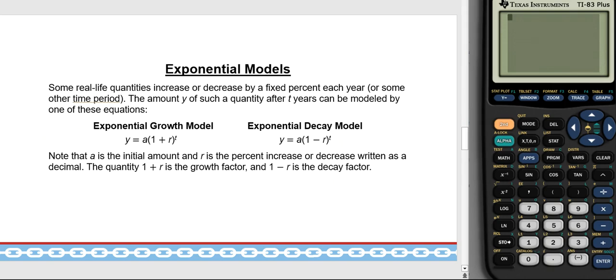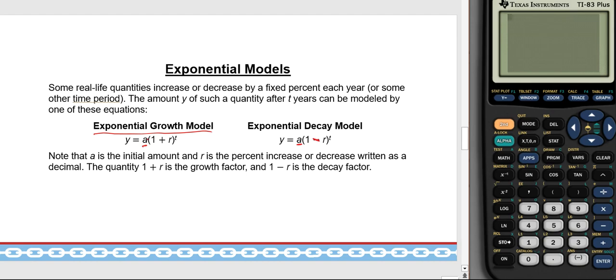So looking at exponential models, these are used in real life for different things. A lot of times for predicting counts or populations, those sorts of things. So we see the exponential growth model highlighted here. A is your initial value, and then 1 plus your rate of growth as a decimal. You're going to change that percentage to a decimal, and then the T is your amount of time, typically years.